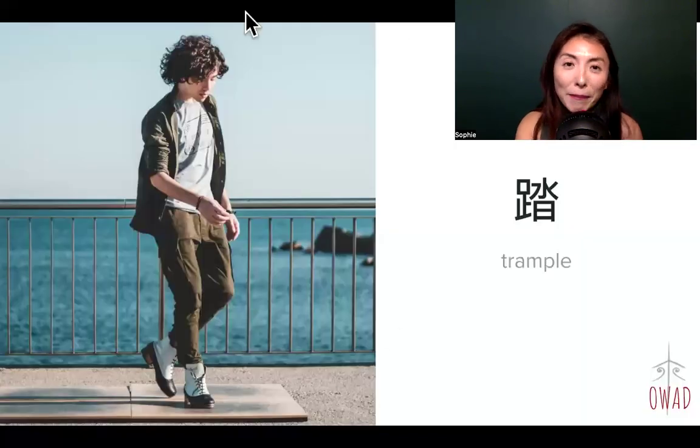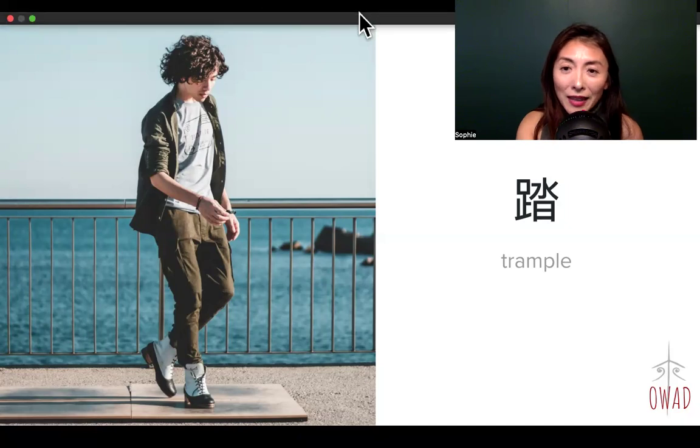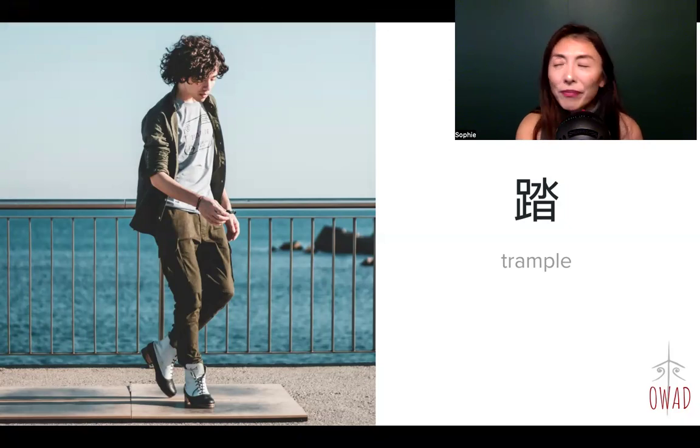All right, trample. And here's a tap dancer, obviously. So I guess tap is also an acceptable translation of 踏. And in fact, the Chinese translate tap dance as 踏踢 tap. So that's exactly the official word in Chinese for tap dance.